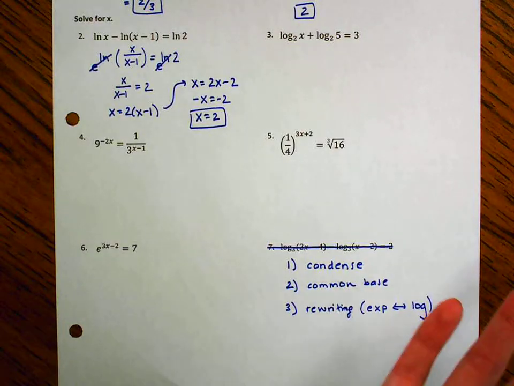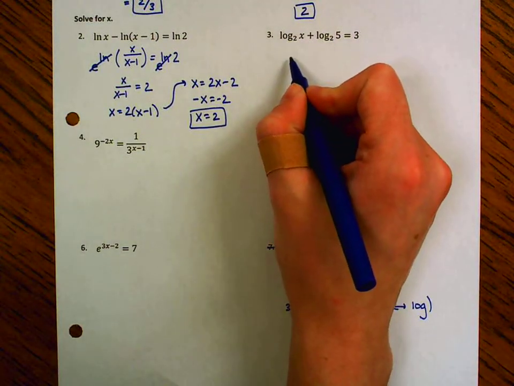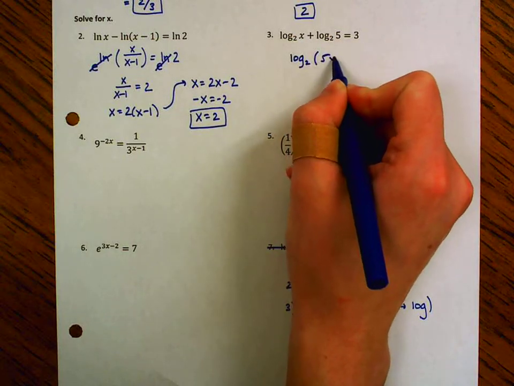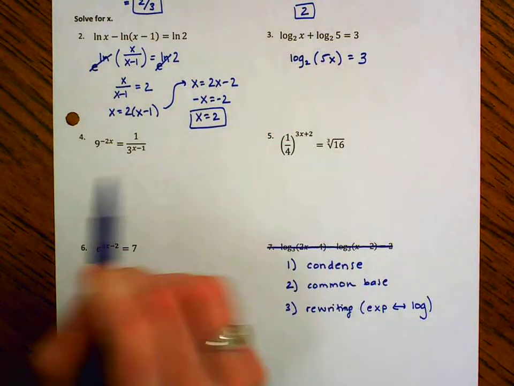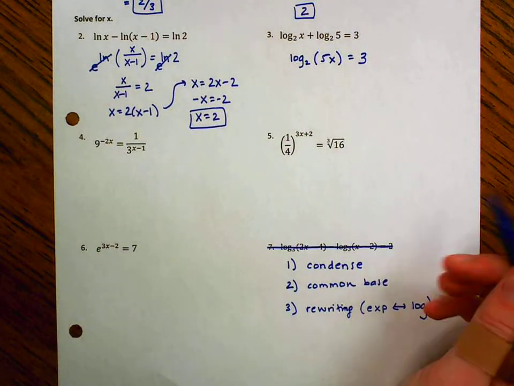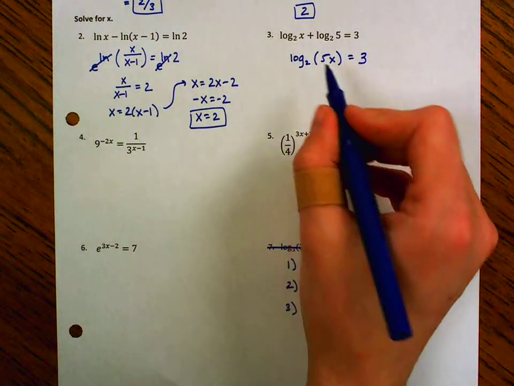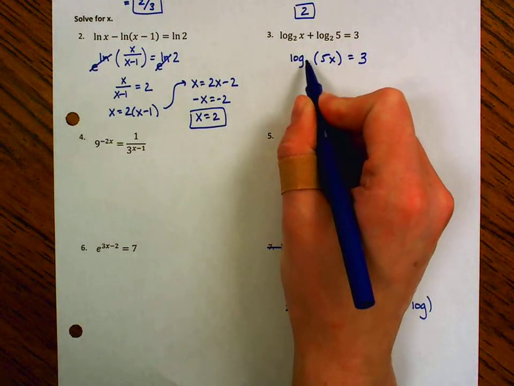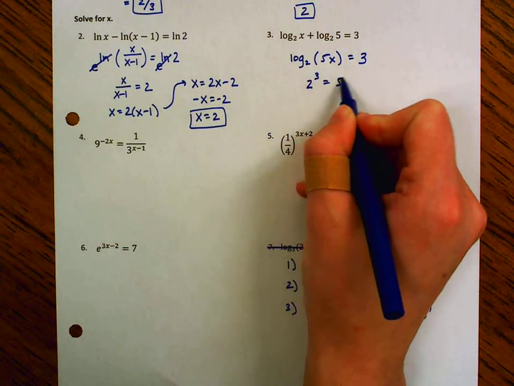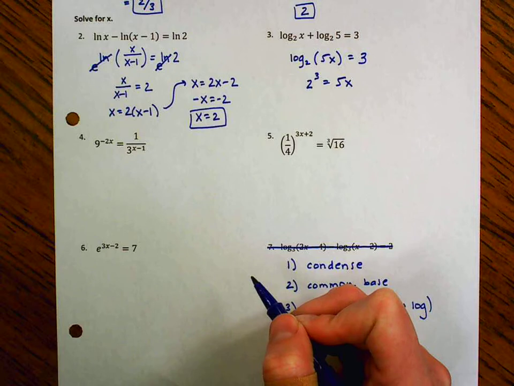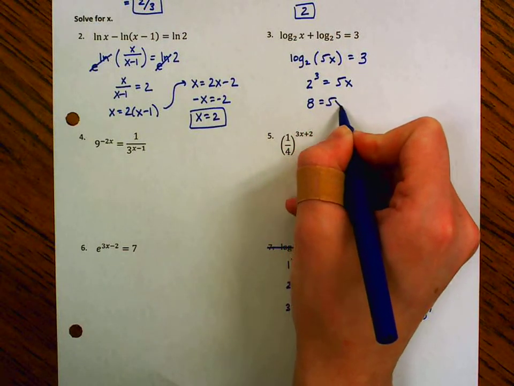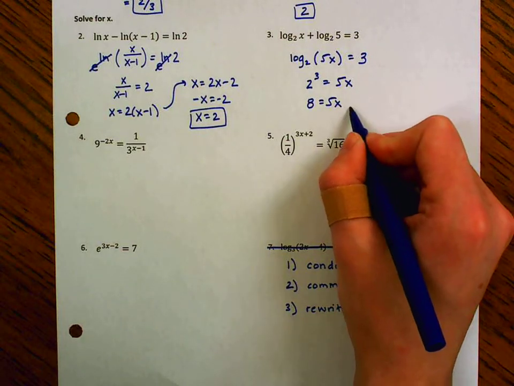Number 3 is a really similar situation. I have to condense this first, so that's going to give me log base 2 of, we multiply these, equals 3. Now in the previous problem, I was able to notice I had a log on both sides, so I got rid of them. But in this problem, I'm going to rewrite this. So I'm going to start by putting this as, my base is going to stay the same. Okay. Well, 2 cubed is 8. Okay. And then now I can divide both sides by 5.